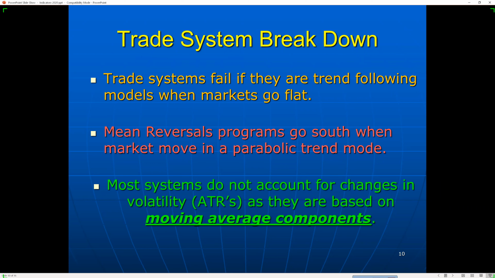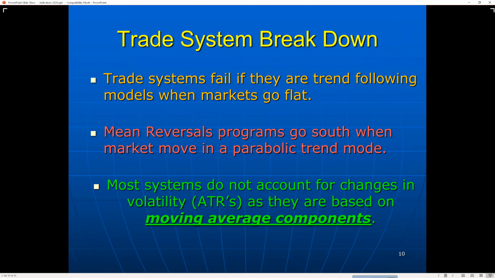And this is the thing I think: most trend followers, or any type of trade system program trader, has a strategy, a system, and they should know that no system works all the time. And you have to know what your available risk is based on its history. Most systems do not account for changes in volatility because most trading systems are based on a moving average component. And when I say that, I'm referring to average true range.